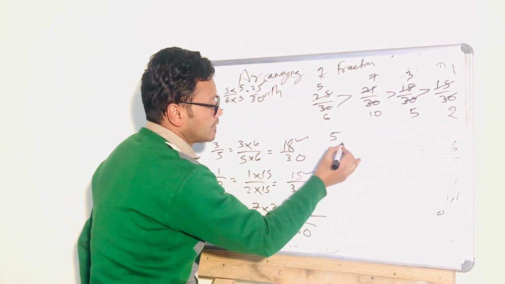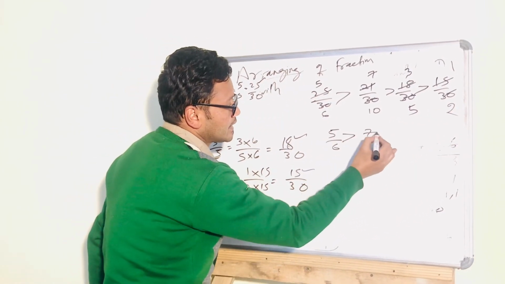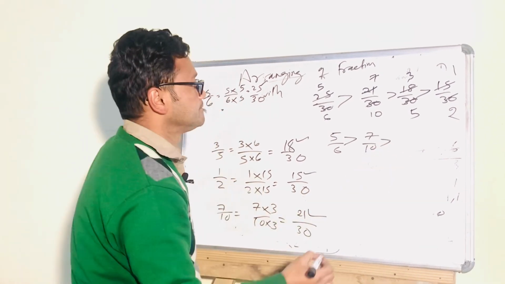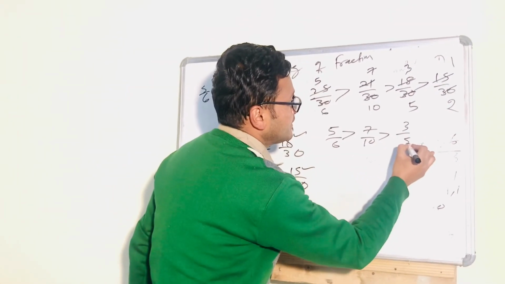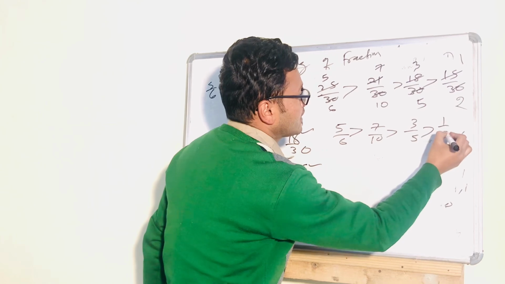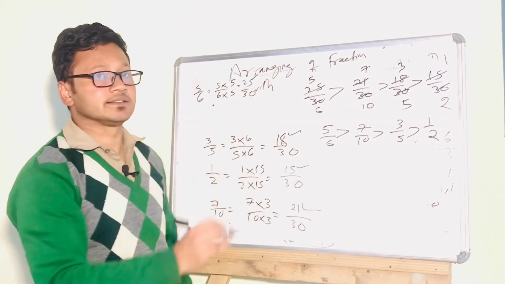Finally the answer is 5/6, then 7/10, then 3/5, then 1/2. This is in descending order.